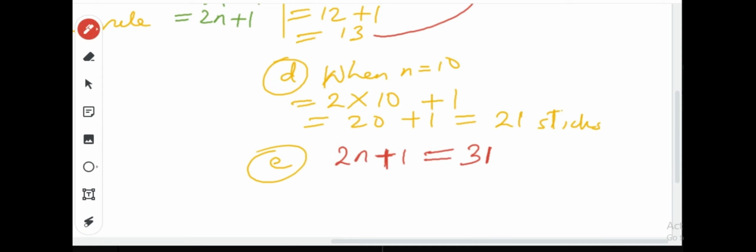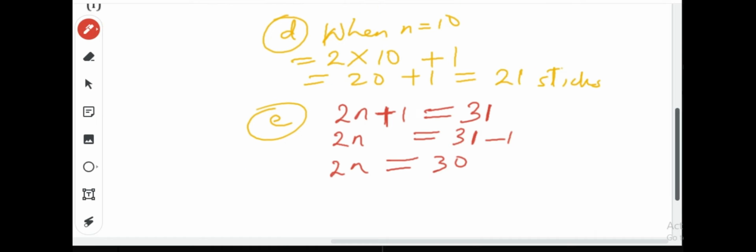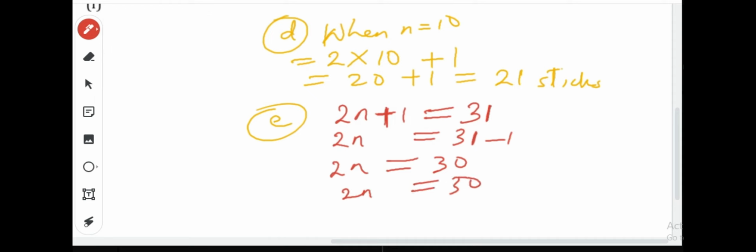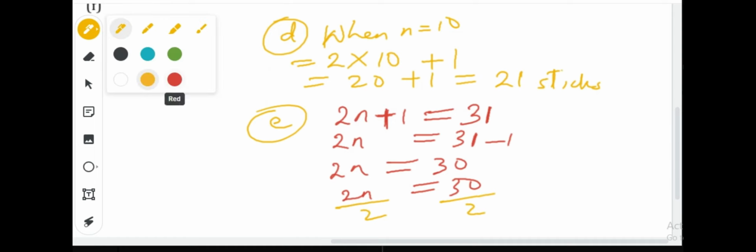So we simply collect like terms. We have 2n equal to 31. This plus 1 crosses over and becomes minus 1. So 2n, we are solving the equation, 31 minus 1 is 30. We divide both sides by 2. So we're going to have 2n equal to 30, divide both sides by 2. We have 2 over 2. So this gives us n equal to 30 over 2, which gives us 15.